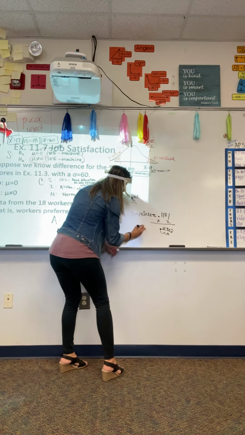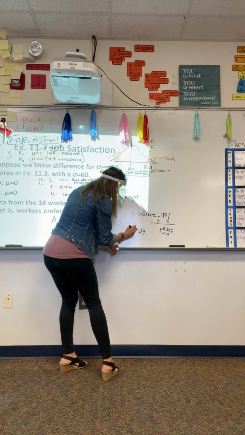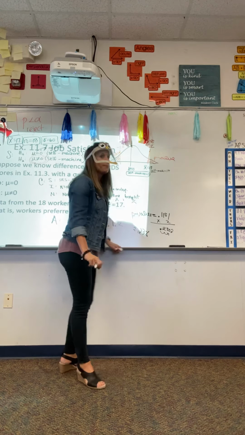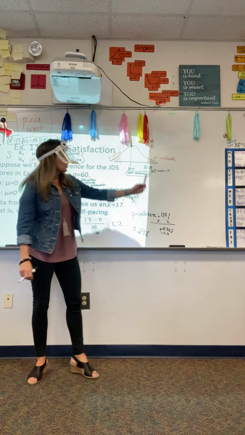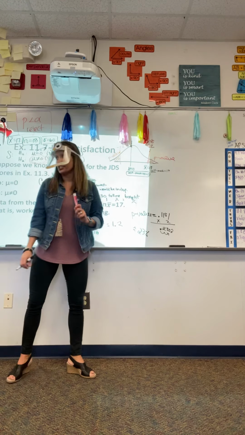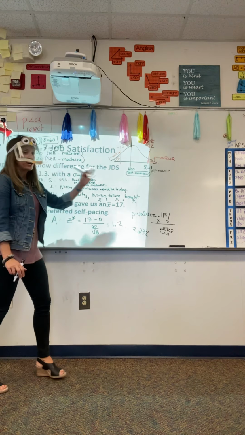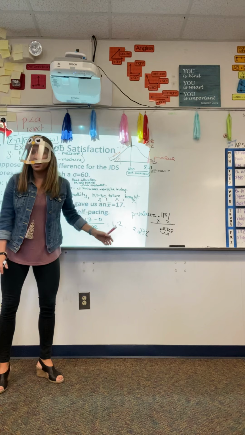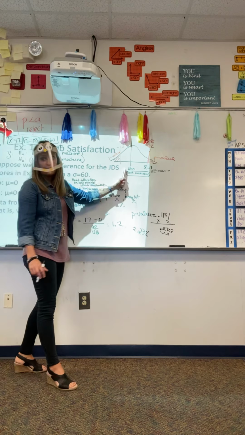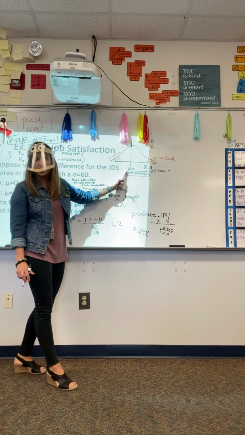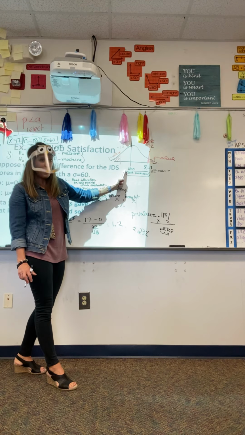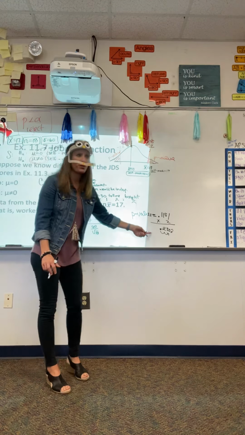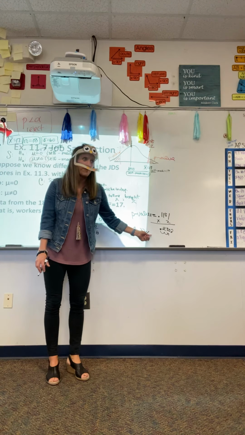So that is approximately 23% of the time I would get an X bar of 17, self minus machine paced, if there were truly no difference in people's feelings on their pace. Okay? 23%, that's not a teeny tiny p-value, is it? No, not at all, okay?